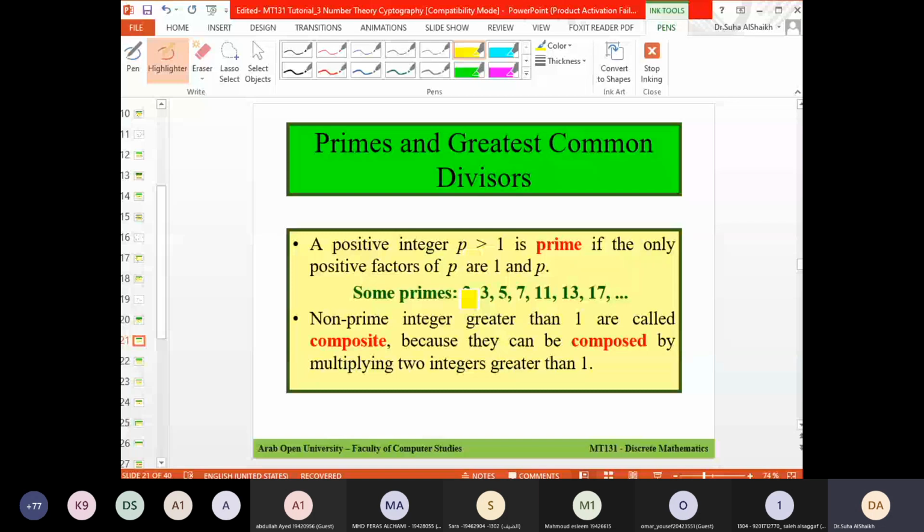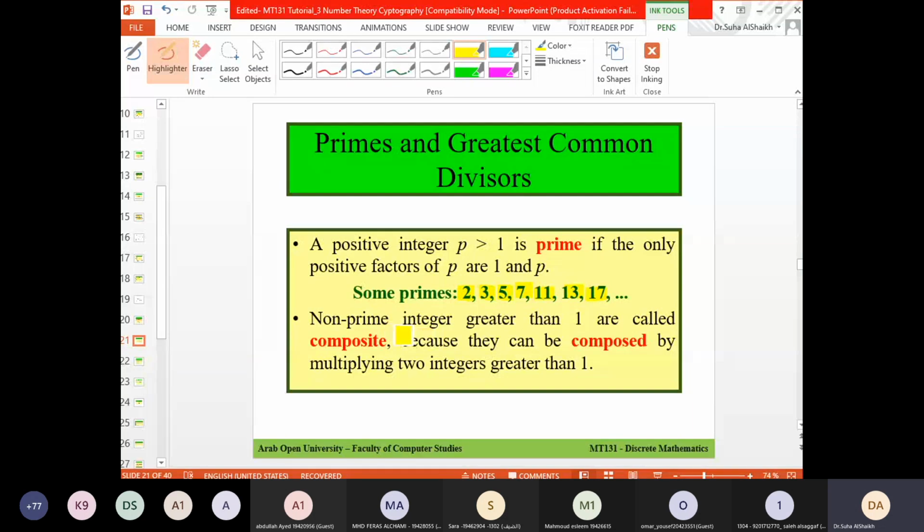We start from 2, 3, 5, 7, 11, 13, 17, 23 we have, 27 and 29 and so on. Not 27, sorry, 29 and so on. So those are the primes. Notice that we have infinitely many primes.